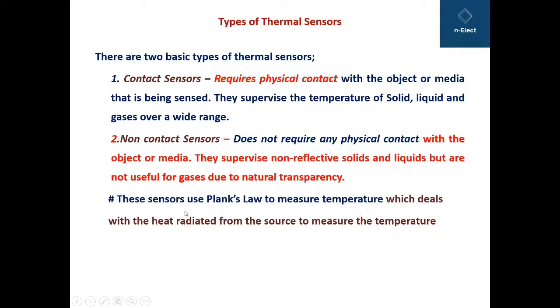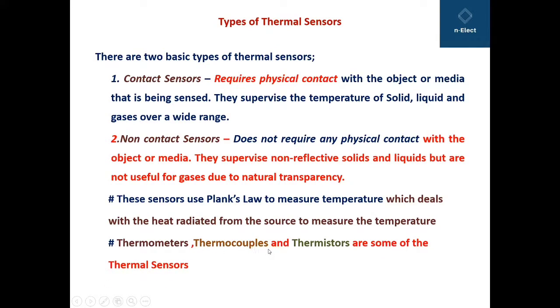These sensors use Planck's law. What is that Planck's law? We will see that. These sensors use Planck's law to measure temperature, which deals with the heat radiated from the source. It means Planck's law deals with the fact that the temperature of a material or an object can be measured from the heat radiated from that particular object.